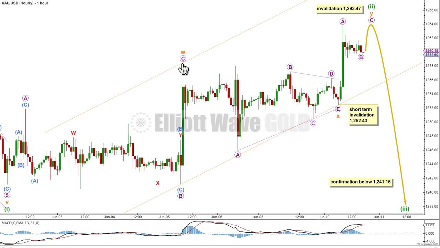I would expect that that had been where the second wave correction had ended, but that's not what happened. We got some sideways movement which fits perfectly as a regular contracting triangle, so this may be an X wave, and minuet wave 2 is continuing as a double combination, most likely.